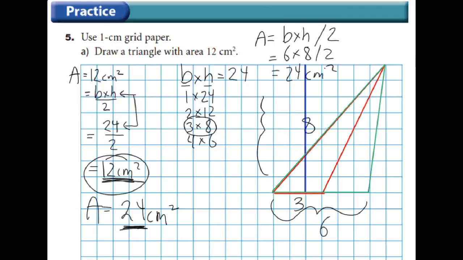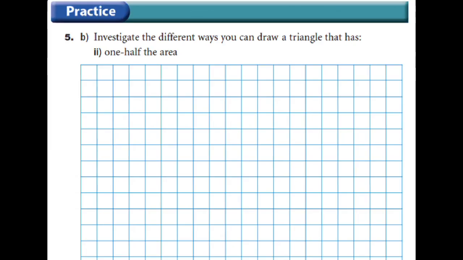So if you want to double the area of a triangle, you need to simply double either the base or the height.